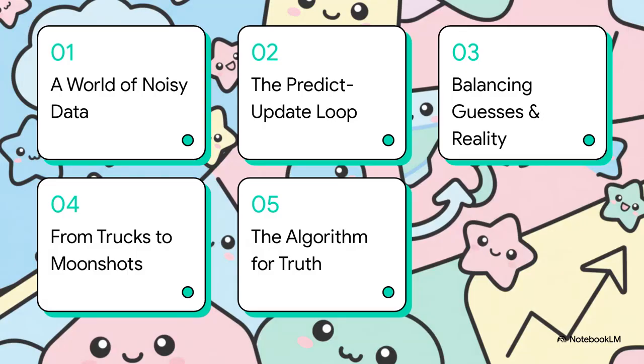All right, here's our roadmap. First, we're going to tackle the huge problem of noisy data. Then, we'll get into the elegant two-step dance that's at the filter's core. We'll see how it smartly balances its own guesses with what's actually happening in reality, explore its incredible world-changing applications, and finally really get why you could call it an algorithm for truth.